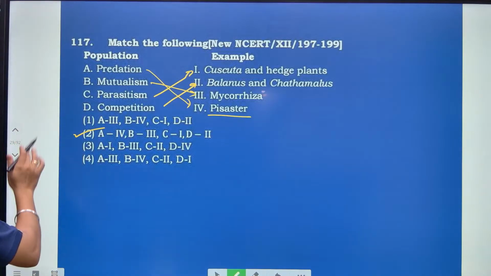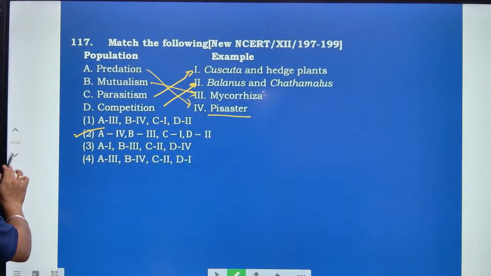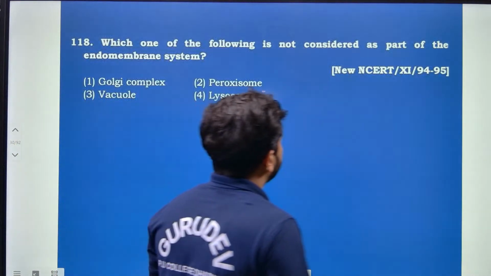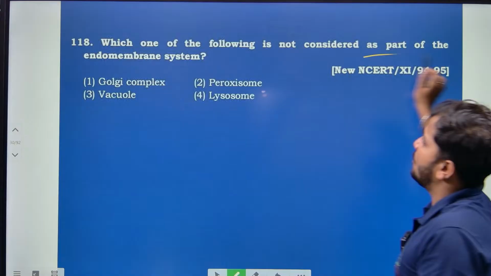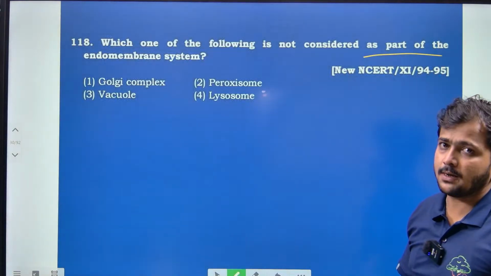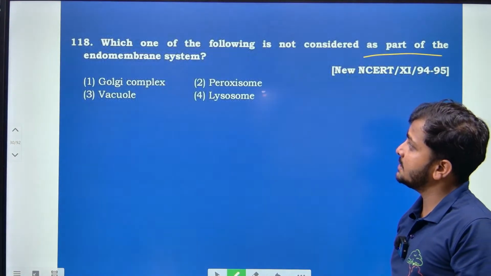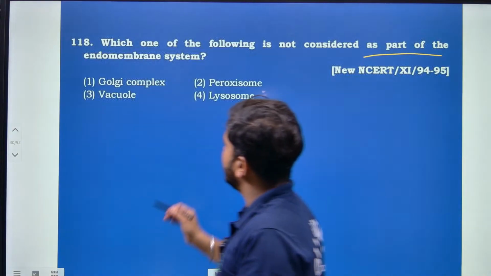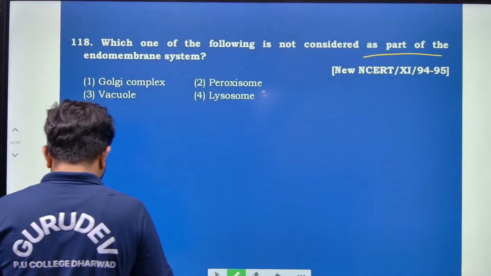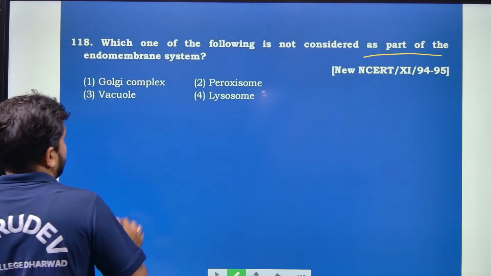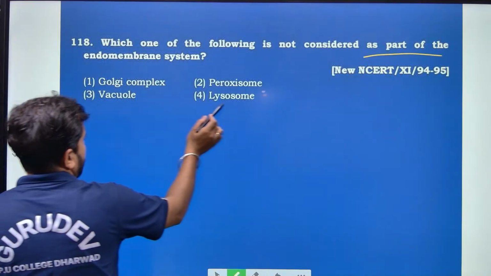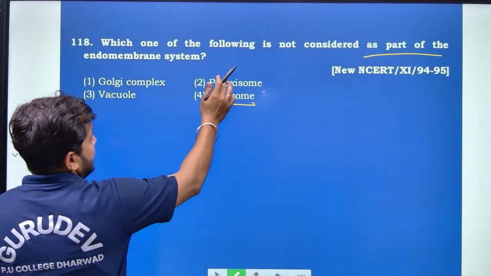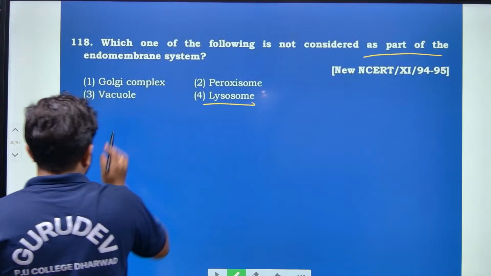So match column 1 with column 2, right? Then next question: which one of the following is not considered part of the endomembrane system, right? They have mentioned here the Golgi apparatus, peroxisomes, vacuoles and lysosomes.